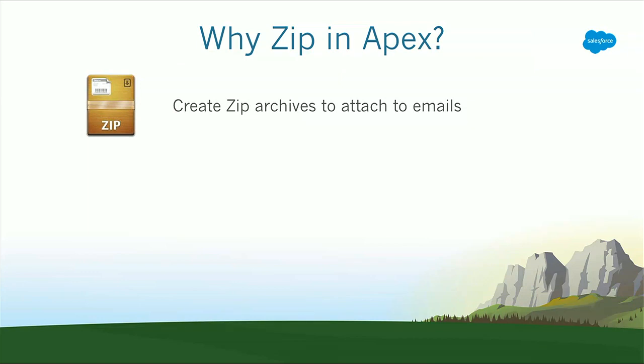Okay, so first let's talk about why we care about zipping in Apex. Zip archives are very useful to group a bunch of files and keep the files, the directory structure, the folder structure. And it's great to attach them and send them on emails. But there's other things that you can do with zip files.